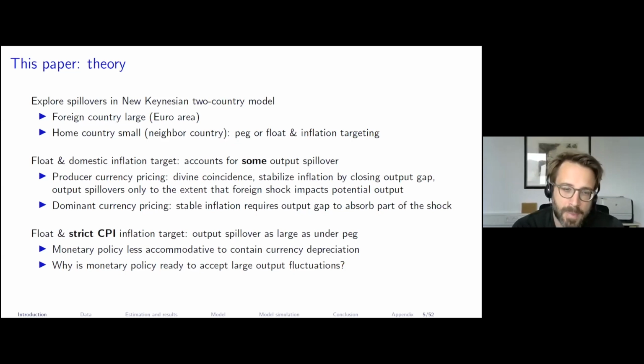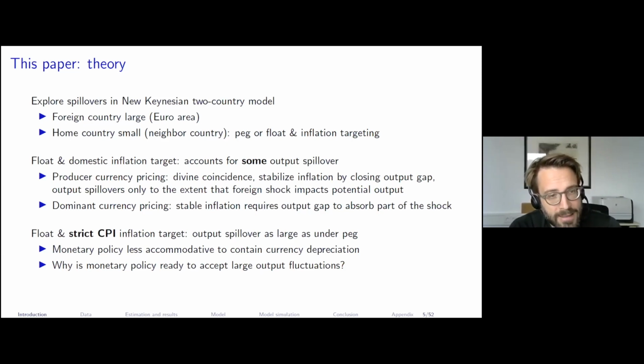And the key aspect which we're going to study is monetary policy in that neighboring country. And monetary policy may run a peg. It may operate a float with inflation targeting. And we're going to see to what extent, under which conditions, we can rationalize the absence of the insulation. And first, we take a more theory point of view, and we try to understand under which conditions we do get output spillovers. We're going to explore the role of dominant currency pricing relative to producer currency pricing.